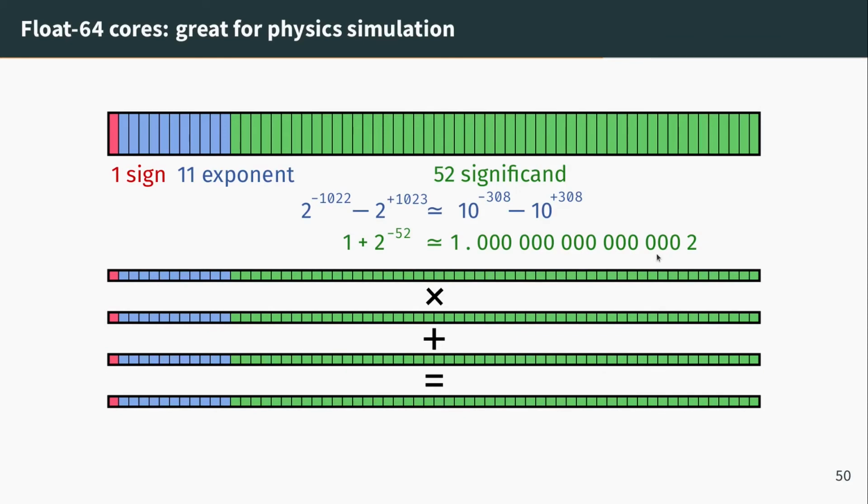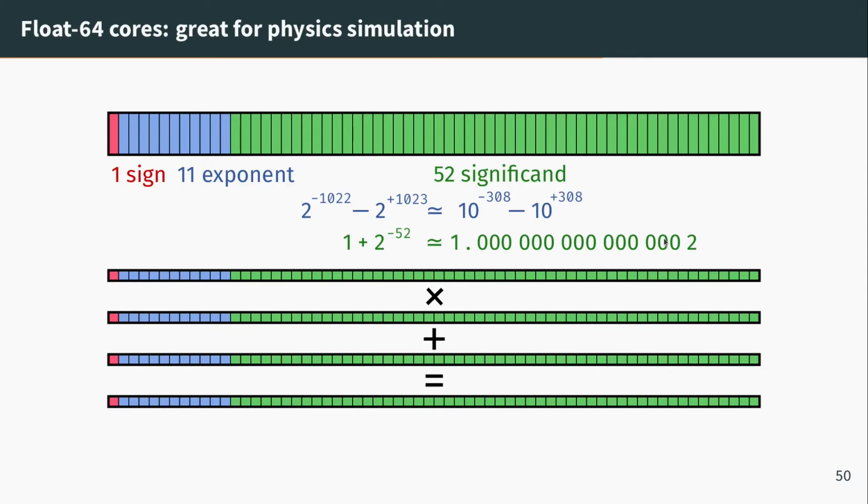And so this is why they added float64 cores that are optimized for a different representation of float numbers, a representation where you have 1 bit of sign, 11 bits of exponent, and 52 bits of significant digits. And those 52 bits of significant digits kind of correspond to 16, 17 real digits. And this is good enough to represent physical constants, so that's fine.